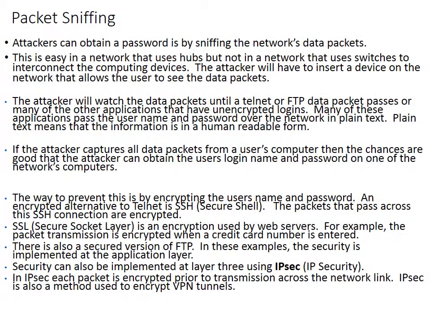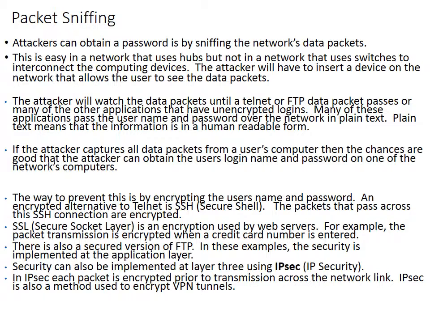Another way attackers can obtain a password is by sniffing the network's data packets. The attacker will have to insert a device, such as a hub, on the network that allows the user to see the data packets. Many Telnet, FTP, or other applications pass the username and password over the network in plain text. Plain text means that the information is in a human-readable form. If the attacker captures all data packets from a user's computer, then the chances are good that the attacker can obtain the user's login name and password on one of the network's computers.